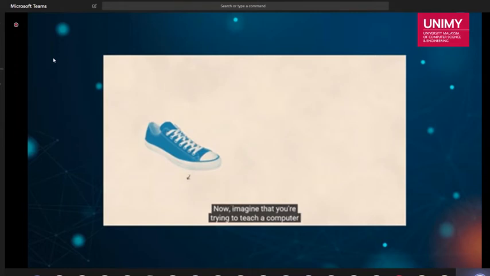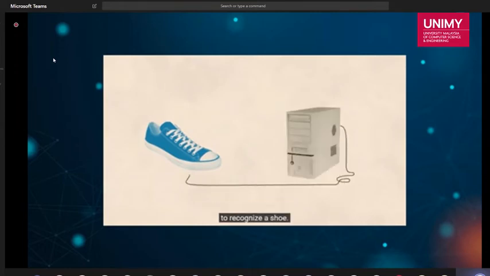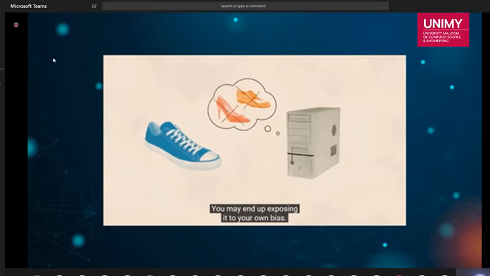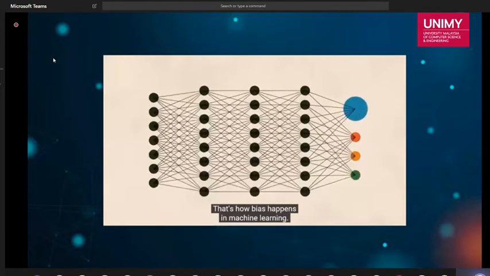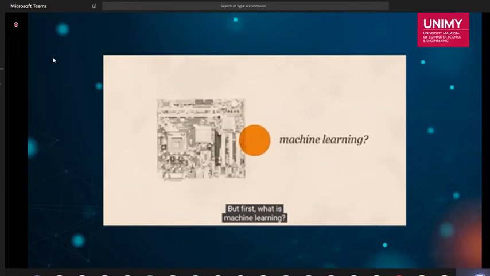Now imagine that you're trying to teach a computer to recognize a shoe. You may end up exposing it to your own bias. That's how bias happens in machine learning. But first, what is machine learning?